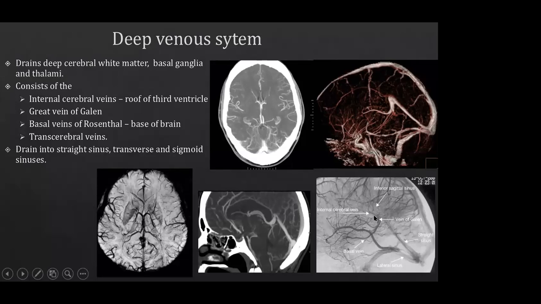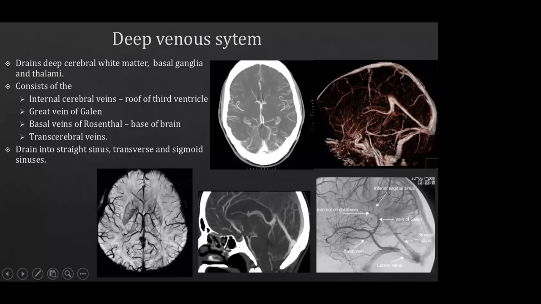So here it is, the internal cerebral vein, which is going to be along the roof of the third ventricle, just underneath the corpus callosum over there. So these are the internal cerebral veins. And then the basal vein, which is along the floor of the third ventricle, which is here, and these join towards the vein of Galen, which is round about here.